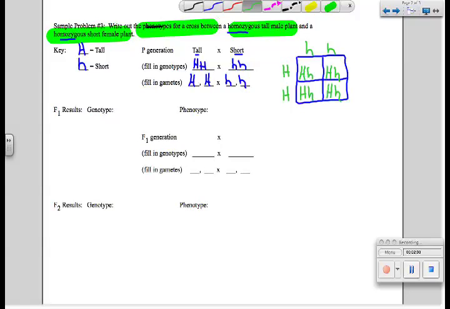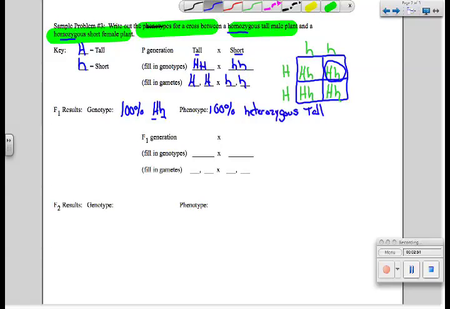So what are the phenotypes for this cross? The F1 results, okay, these are my F1s here, the children of the parent cross. The genotype is 100%, capital H, lowercase h. Genotype is written out as the actual alleles. The phenotype is 100% heterozygous tall.